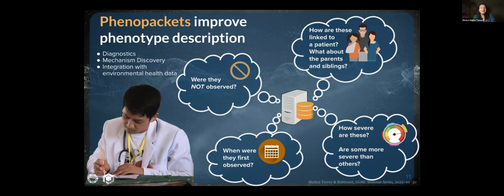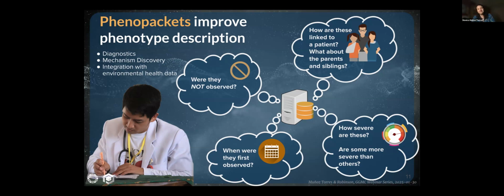as an exchange format for phenotypes and environmental factors in a literally little packet of phenotypic data that can be used anywhere and written by anyone. These packets of information are encoded using ontologies, and they can be used to relate a patient's phenotypic profile to model organisms, for example, to help improve diagnostics and to help improve mechanism discovery and the integration of environmental health data.